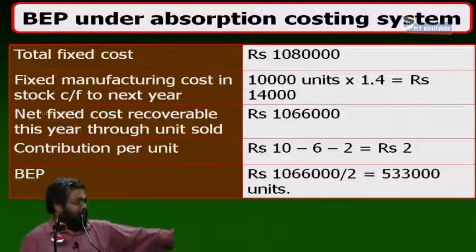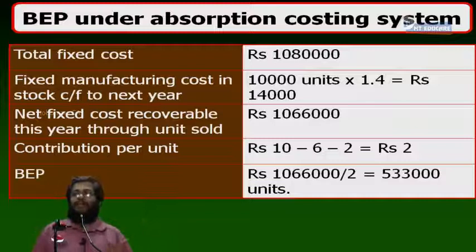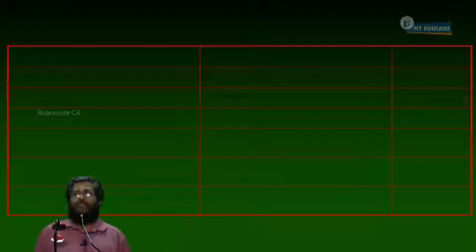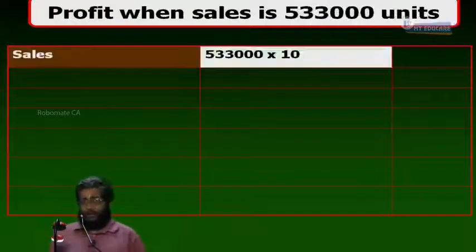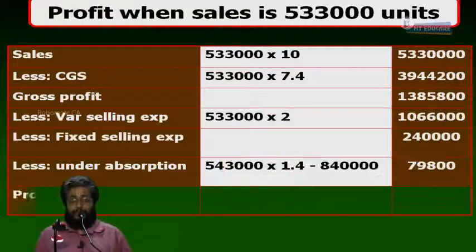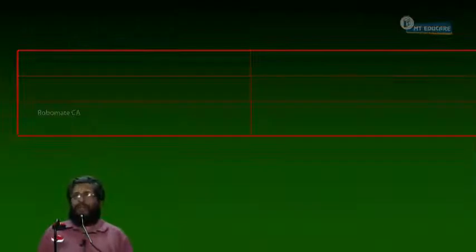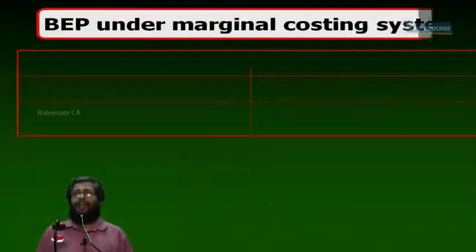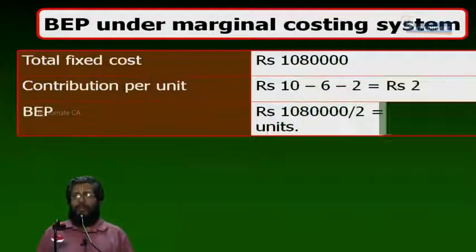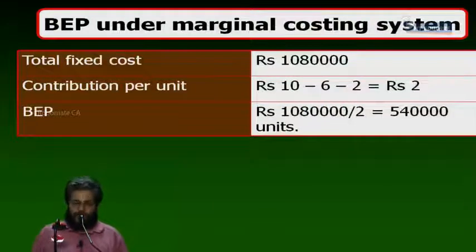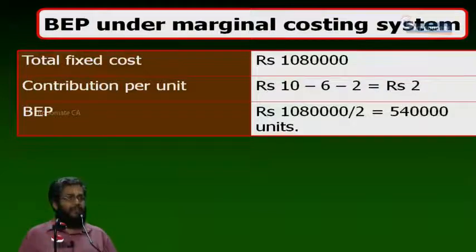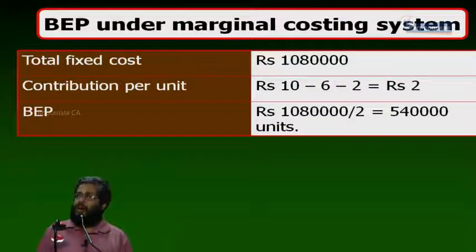Everybody that side, are you following or not? Next. Write down. Similarly, at marginal costing break-even point of, I want the answer. At marginal, how many units? 5,40,000 units. Similarly, at marginal costing break-even point of 5,40,000 units.